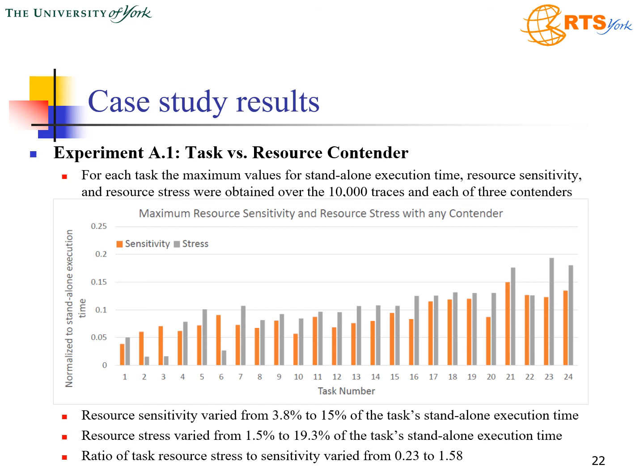And here in the graph, we can see those sensitivity and stress values normalized to the standalone execution time. So here we can see that the resource sensitivity for each task varied from 3.8% to 15% of the task's standalone execution time, whereas the resource stress varied from 1.5% to just over 19% of the task's standalone execution time. And the ratio of resource stress to sensitivity varied from just under a quarter to just over 1.5.